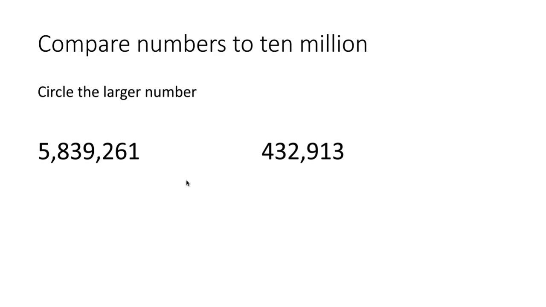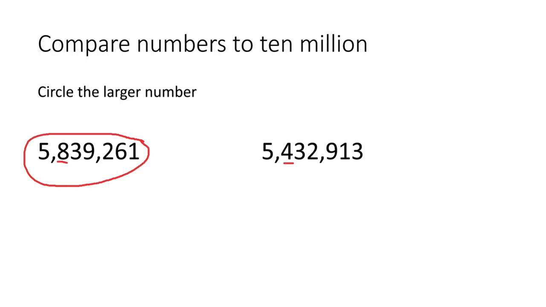My first clue is that this number has millions, whereas this number doesn't have millions. So the larger number is the one that's going to have millions. Millions are worth more than thousands. So here I've circled the larger number, 5,839,261. Look at our next example. And I accidentally gave you the answer to the next example. Let's work out how we found this out though.